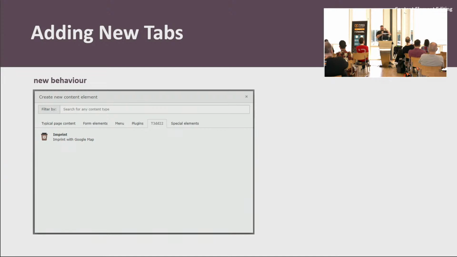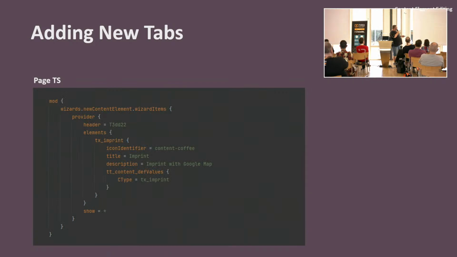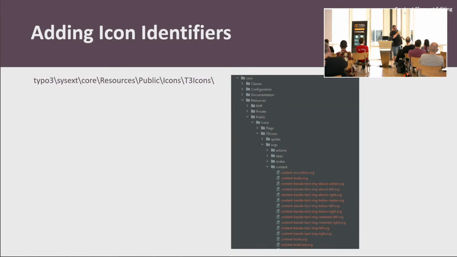When you don't want to register new icons, TYPO3 brings some icons for you. Not for you, but for itself, but you can use them. You can find them in the folder T3icons in the core extension. And then you can use the icons in many ways or for many elements when you want. It's a little bit better than configuring new elements. Not better, but faster.